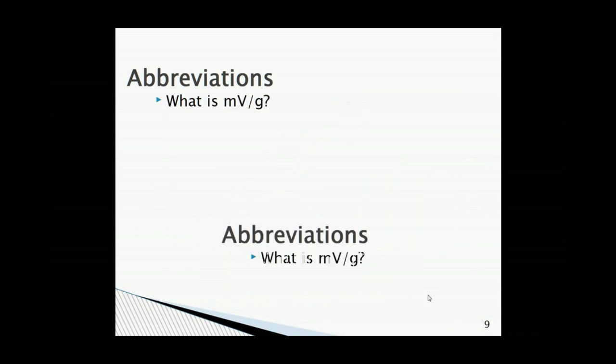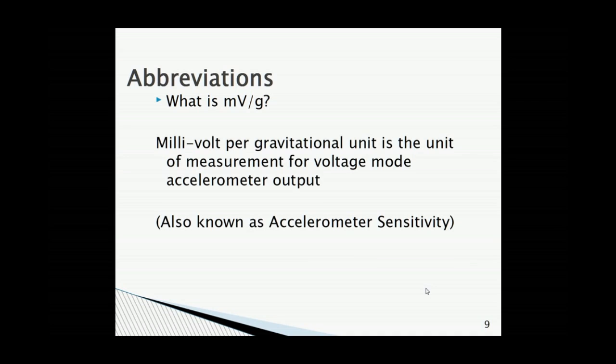Now, moving on, what is millivolts per G? Millivolts per G is the unit of measurement for voltage type accelerometers. It is the voltage type accelerometer's sensitivity. We will define what voltage mode accelerometers are in a later presentation, but for now I want to get you familiar with the different abbreviations for units of measurement that you will use in vibration testing. So once again, millivolts per G is the unit of measurement for voltage type accelerometer output. This is very important that you remember this quantity because you will use this quantity quite frequently in vibration testing when you are inputting your accelerometer sensitivity, because a lot of tests are performed using voltage type accelerometers.